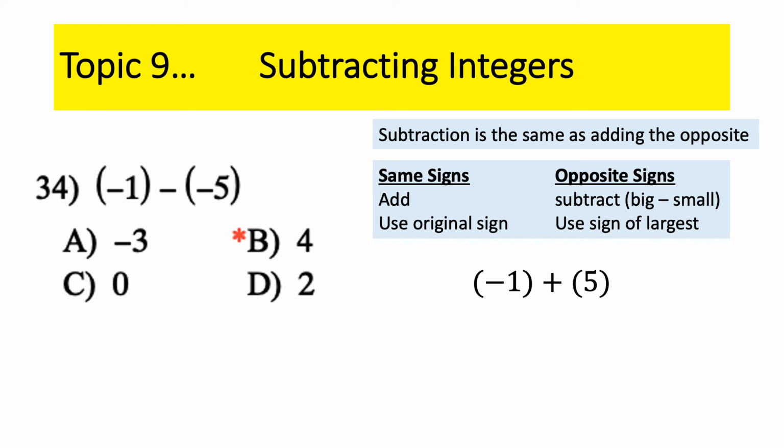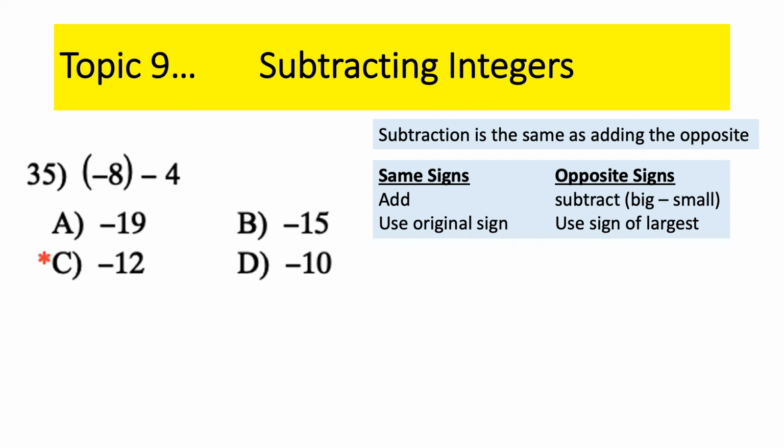Okay, is that same or opposite signs? Those are opposite signs. It says use big minus small, so 5 minus 1 is 4. Now look at negative 1 plus 5. Did we have more positives or more negatives? We have more positives, so the answer is 4. Once you change that subtraction to addition, do not look at it again. Look at the new problem.